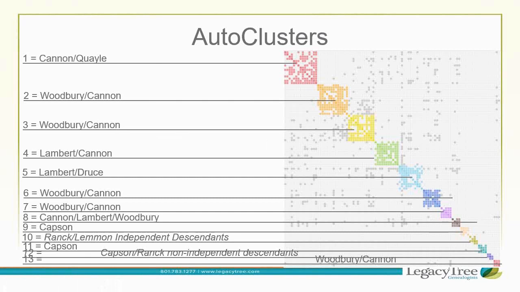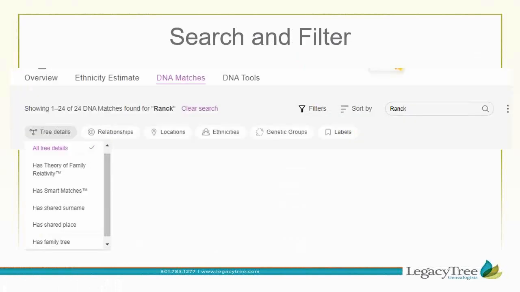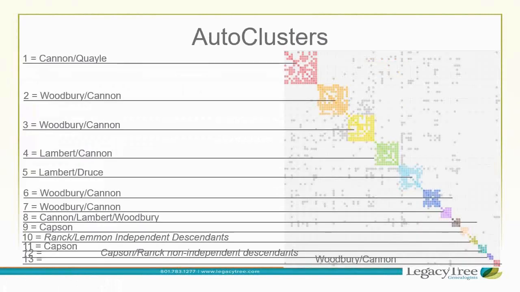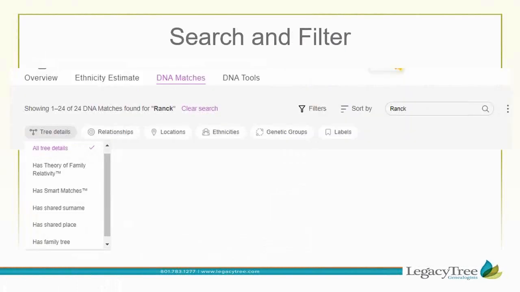We also found in cluster 12 that there were some additional descendants who were also descendants of Peter Arthur Rank and Ann Lemon, but they were descended through the same child as the test subject, and so they're not truly independent descendants. Their shared matches will include members of this Capson family as well. So once we went through that process, we could identify that these 3 individuals actually were independent descendants of the Rank and Lemon families.